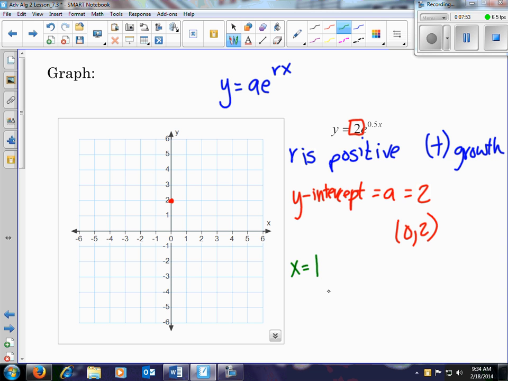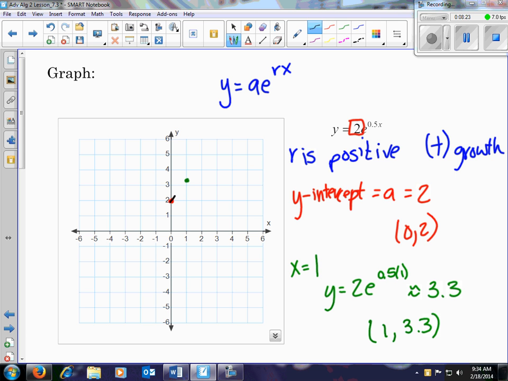So then I have y equals 2e^(0.5 times 1). And I'm just going to punch that in my calculator and get approximately 3.3. So my next point is going to be (1, 3.3). So I'm going to go over 1 and up 3 and a third-ish. So right about there. And then I'm just going to draw my graph.